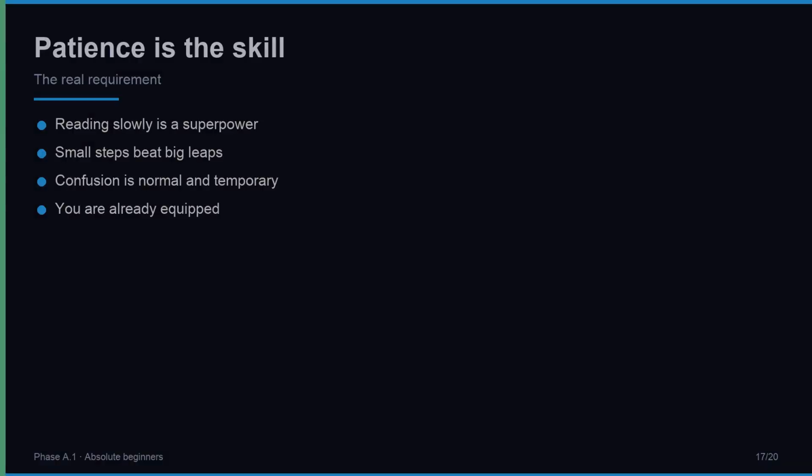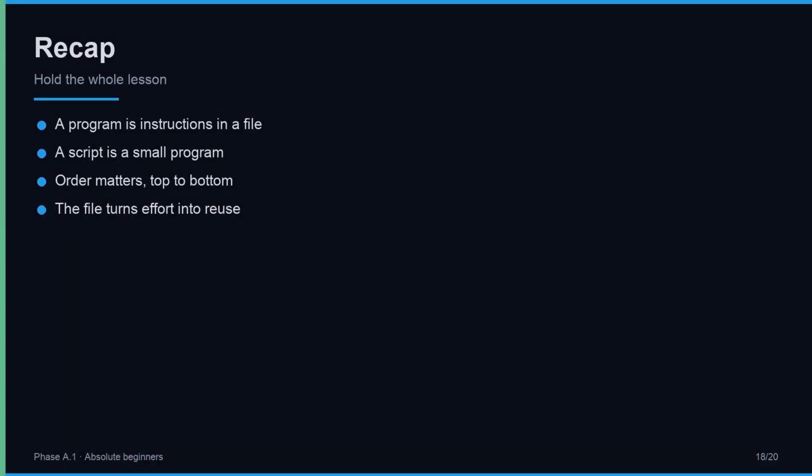Myths cleared. If there is one quality that predicts success here, it is not speed, and it is not a math gift. It is patience. Reading a program slowly, line by line, the way you would read a recipe, is a genuine superpower. Taking small steps instead of big frustrated leaps keeps the picture clear. Confusion is normal, and it is always temporary. If you can read carefully and stay a little patient, you already have what this path requires.